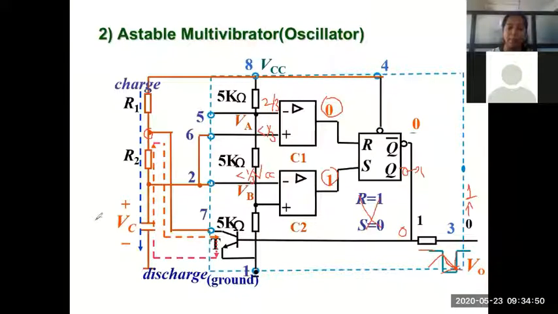So when this capacitor voltage goes just below 1/3 VCC, you can clearly see that the output again changes from low to high state. So we are not using any external trigger. We are connecting an external circuit in such a way that it will automatically change states. Now output has gone back to high state again. So again, what will happen?